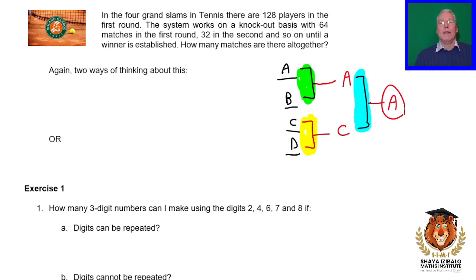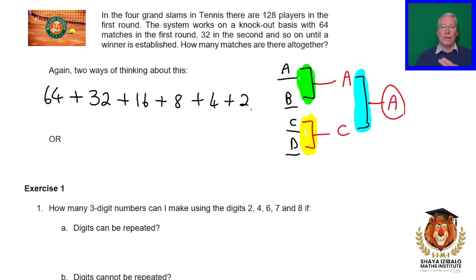Now, with 128 players, there are 64 matches in the first round. Then half the players get knocked out, so there are now only 64 players left, and they each play a match, so it's 32 matches. Then 16, then 8, then 4, then 2. Eventually there's only 2 players left, and there's just 1 final. That's the final, that's a semi-final, quarter-final. If we add all of these up, we get 127.